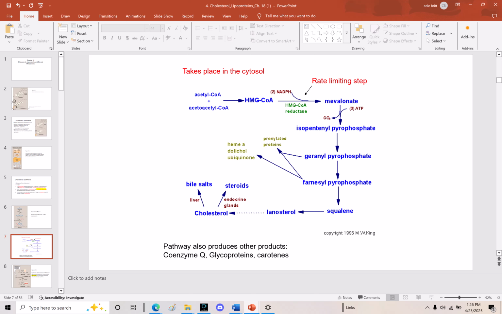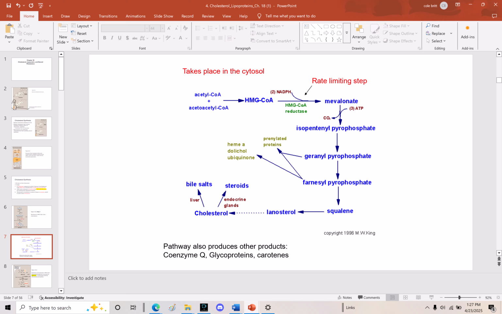What is the NADPH dropping off? Is it the H or both? It's the H, so there's electrons in that hydrogen. So when I say HMG-CoA is being reduced to mevalonate, what's happening there is electrons in the hydrogen are moving to HMG-CoA to make mevalonate. And so when NADPH gives away its electrons, it becomes NADP+.